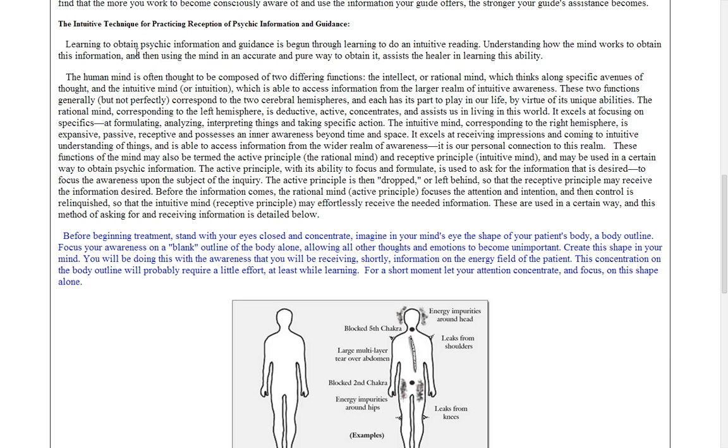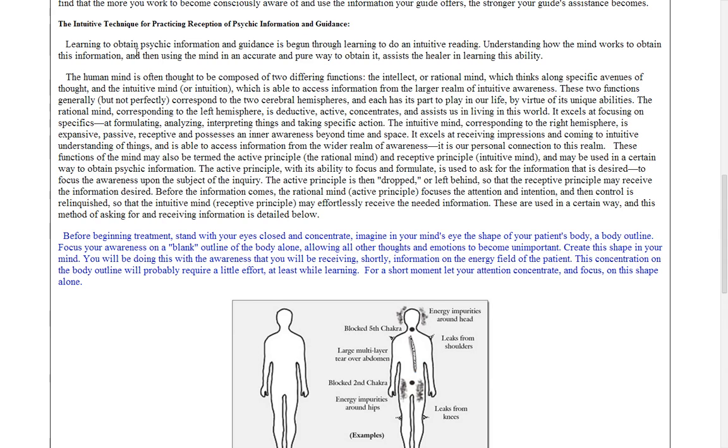The rational mind, corresponding to the left hemisphere, is deductive, active, logical, concentrated, square, and more masculine, and assists us in living in this world, the logical, physical world. It excels at focusing on specifics, at formulating, analyzing, calculating, mapping out, blueprinting, interpreting things, and taking specific action.